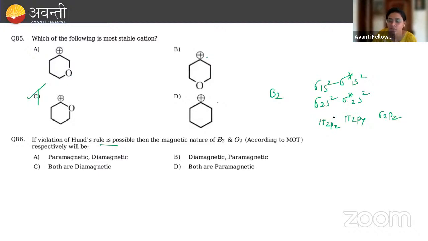Violation of Hund's rule means what? We can pair two electrons at the same time in one orbital. So 2, 2. How many? 8, and here will be 2. Now calculate according to MOT. Now calculate the bond order. So here it will cancel out. So here, what will be the bond order?